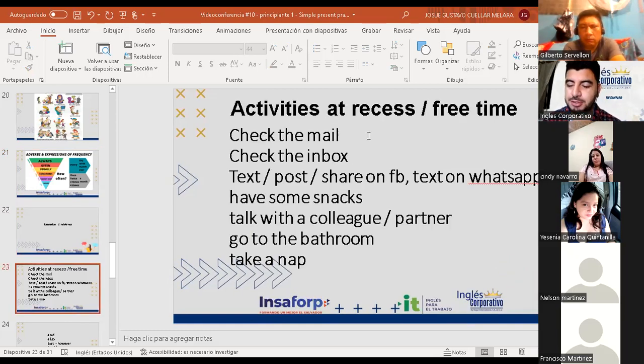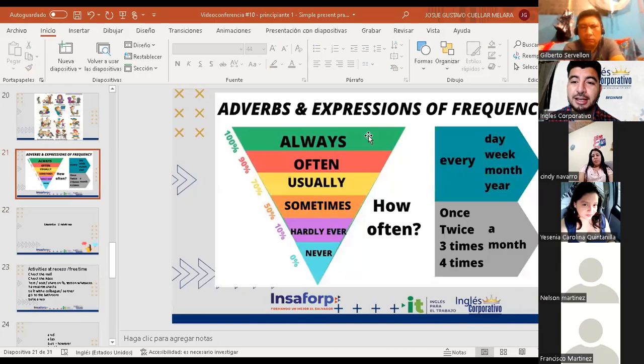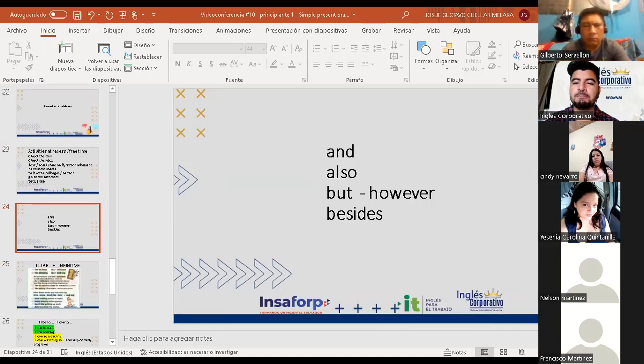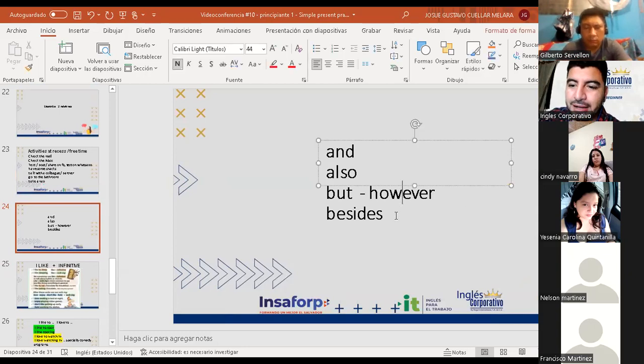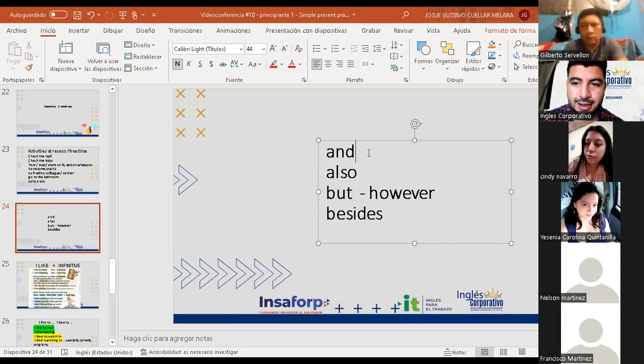Check the mail, revisar el correo. Puedo decir, I often check the mail. Or I sometimes, or I always check the mail, ¿verdad? Y así sucesivamente. Pero lo vamos a ver más detallado el día de mañana. Importantes estas palabras. Anótenlas si gustan. And, ya saben que se pronuncia and, no and. Esta es also, also significa también.